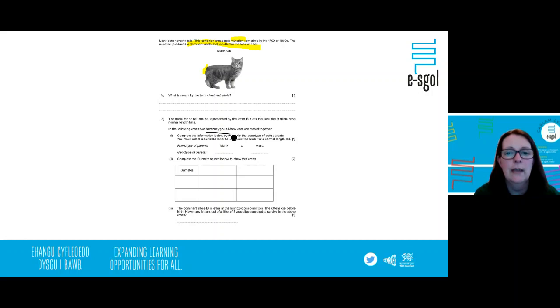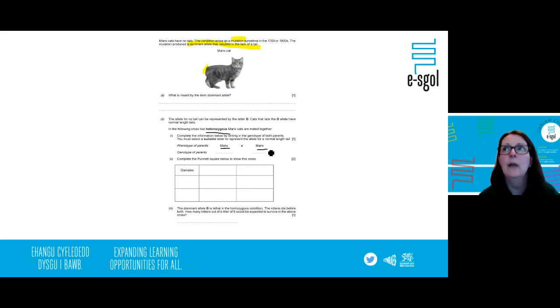You must complete the information in the table by writing the genotype of both parents and select a suitable letter to represent the allele for a normal tail length. So we've got the phenotype of the parents here, which is already given, so we know they are both Manx cats, but we need to include the genotype for that first of all, and then complete the Punnett square. And then finally, there's a question really: the dominant allele, which is the letter B, is lethal in the homozygous condition. The kittens die before birth. How many kittens out of a litter of eight would be expected to survive in the above cross?